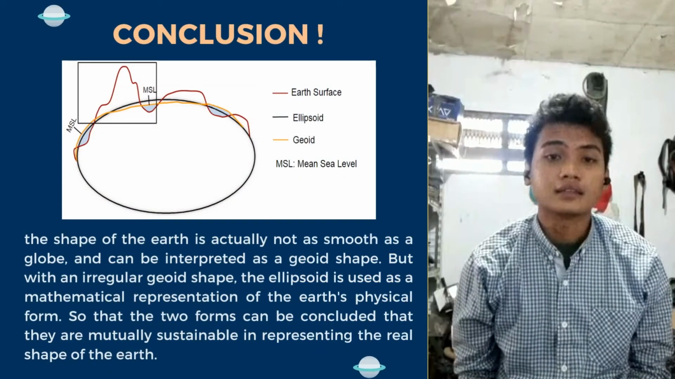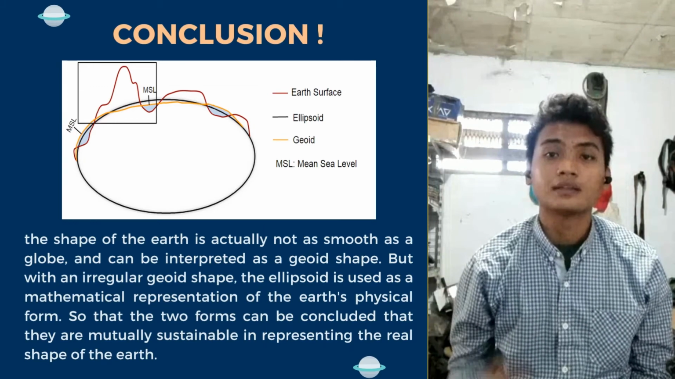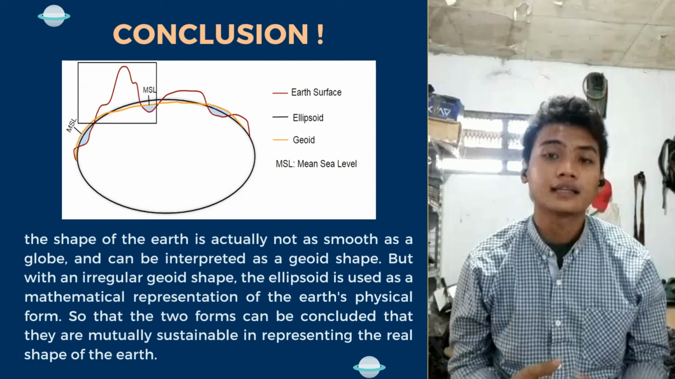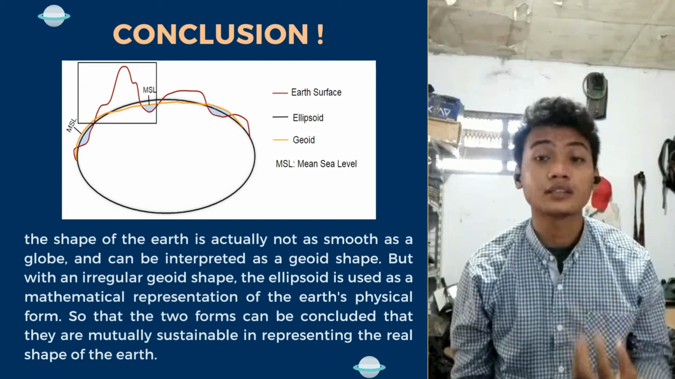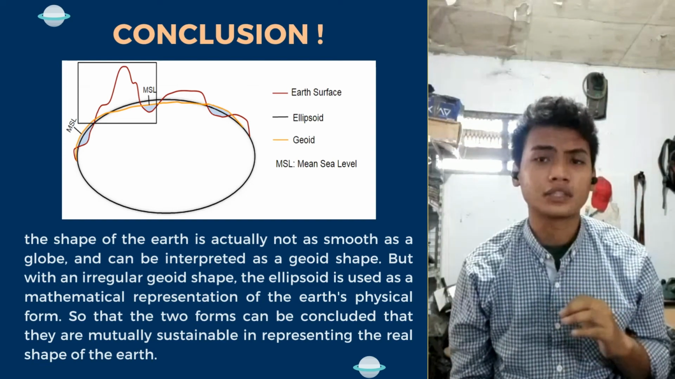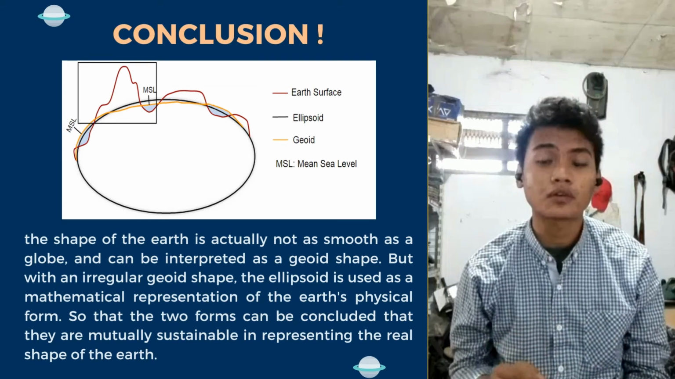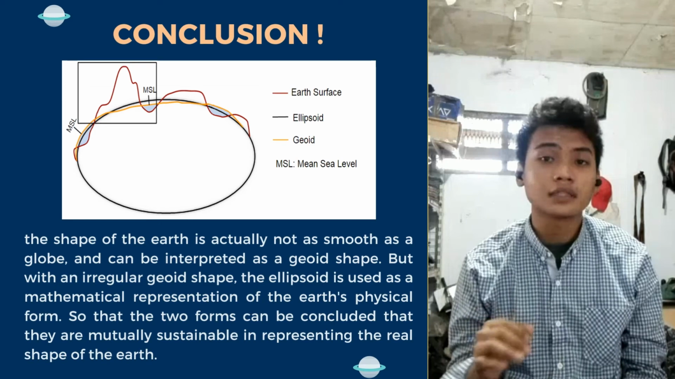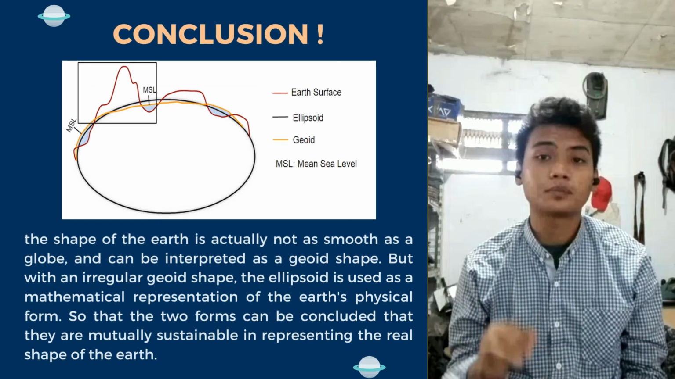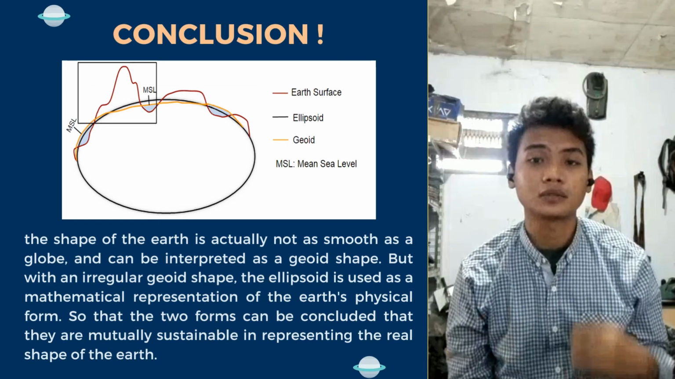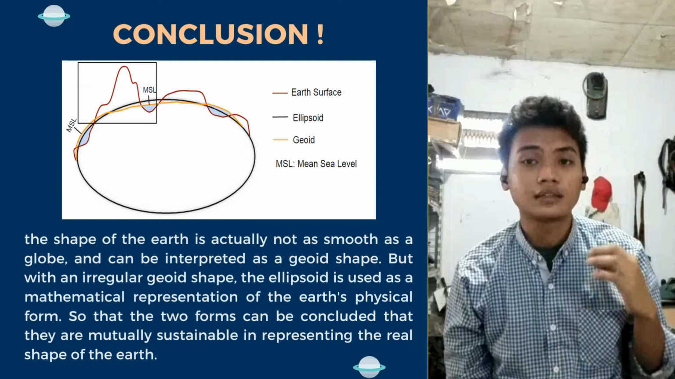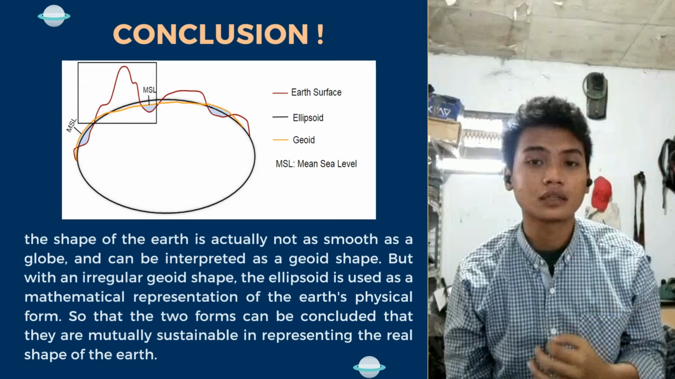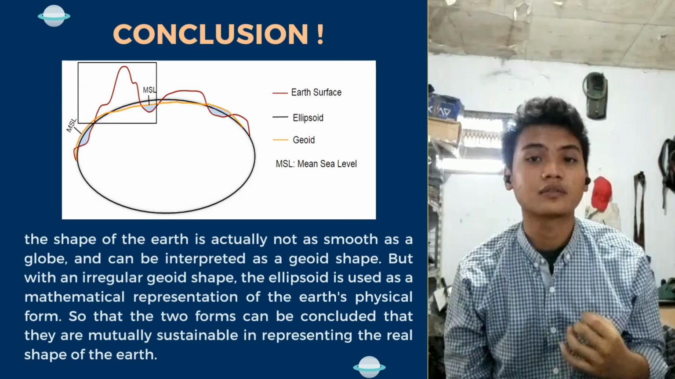The next is the conclusion. The shape of the Earth is actually not as smooth as a globe, and it can be interpreted as a geoid shape. But with an irregular geoid shape, it is impossible for us to do mathematical calculations. Therefore, as a mathematical representation of the physical form of the Earth, an ellipsoid is used, so the two forms can be concluded to be mutually supportive in representing the real shape of the Earth.